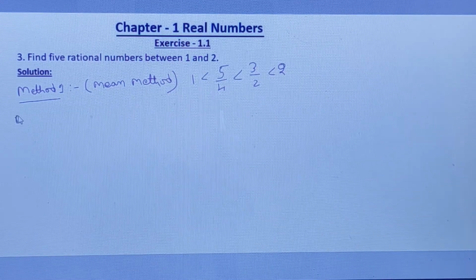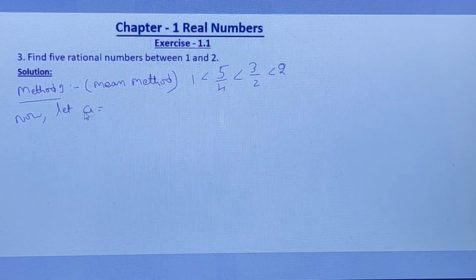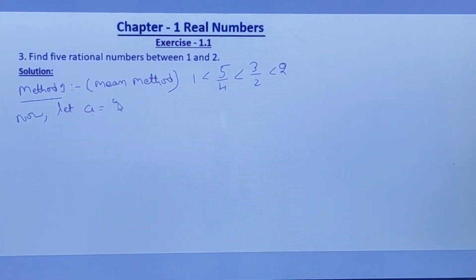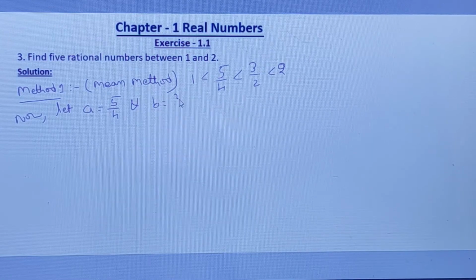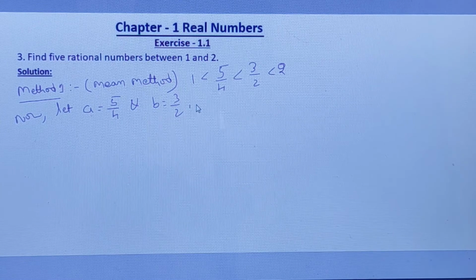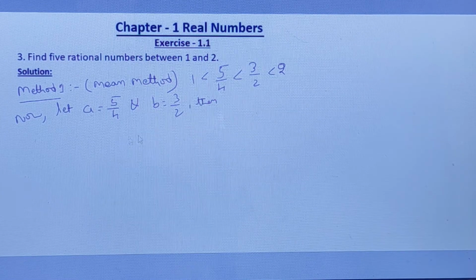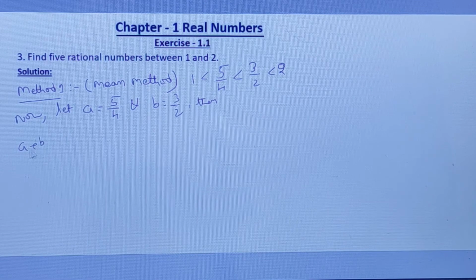Now let A equal to 5 by 4 and B is equal to 3 by 2. So let us take these two. Then (A plus B) by 2 is equal to (5 by 4 plus 3 by 2) divided by 2. So what is LCM? 4 is the LCM, right?